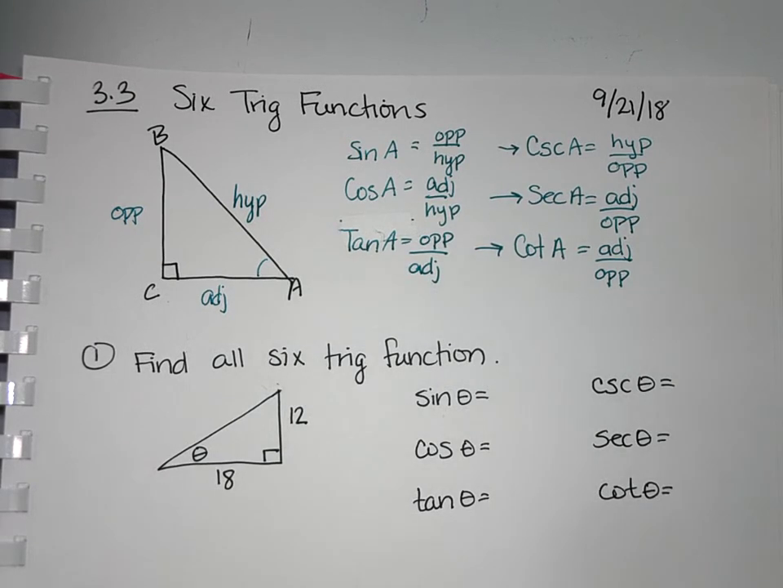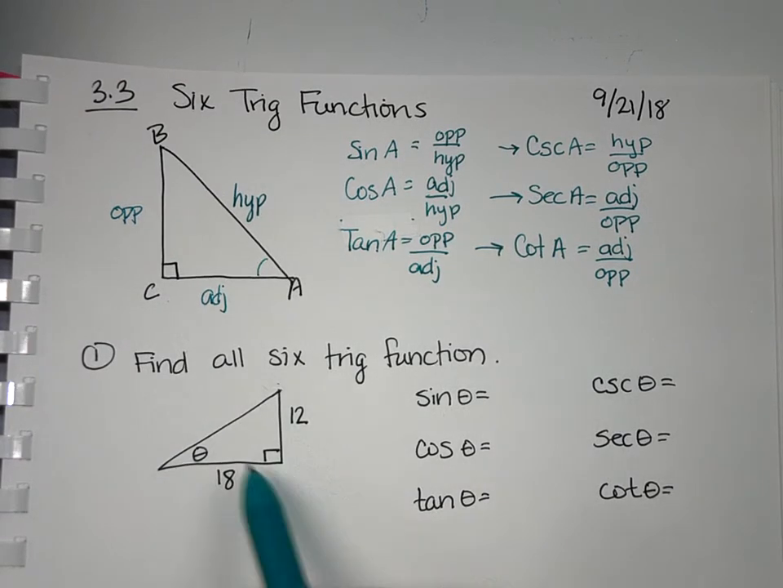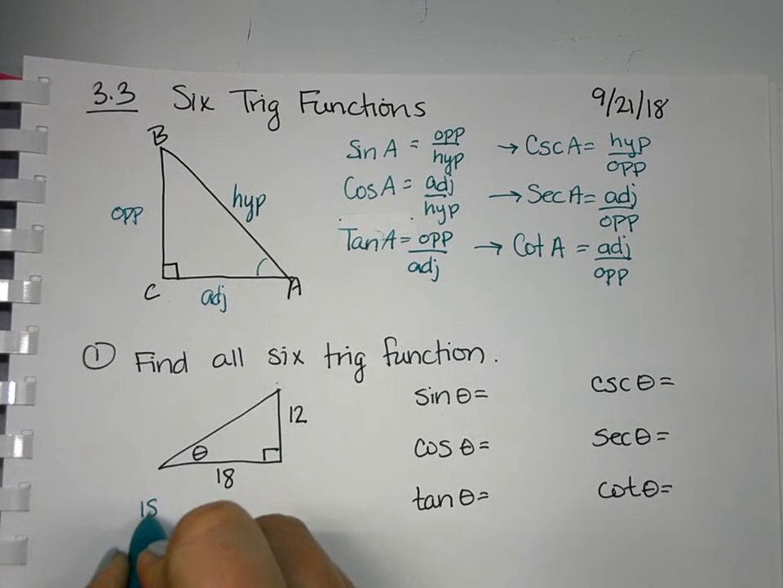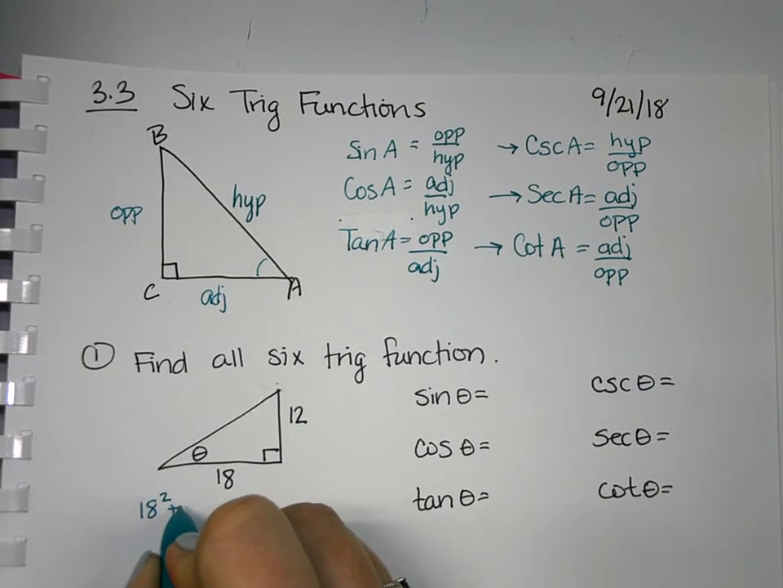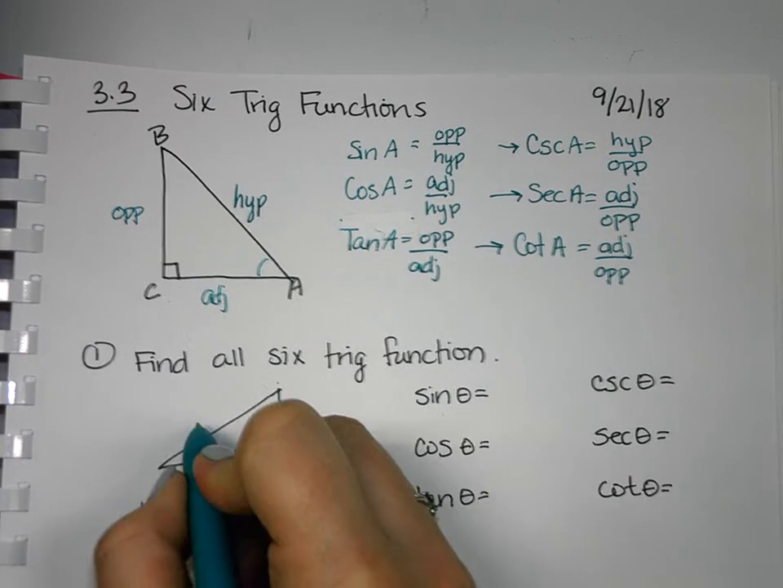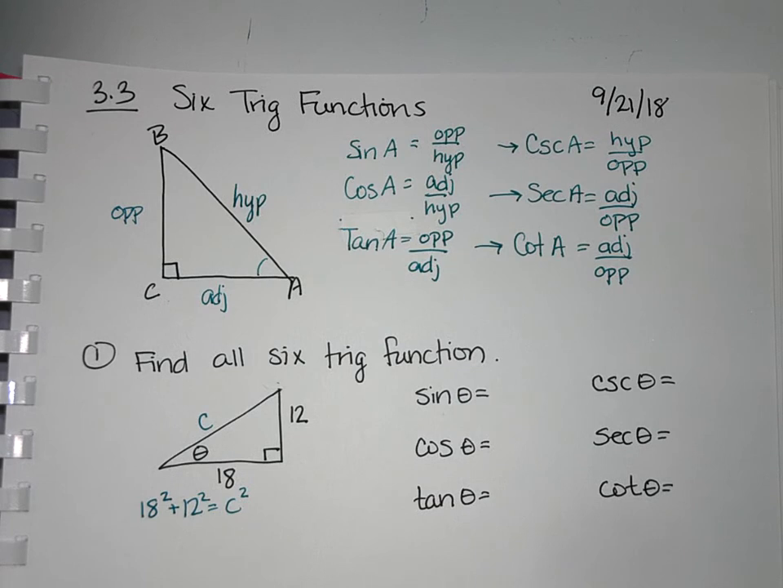So if this is what we're trying to find, we have to start by figuring out all the sides. So one of the things I noticed right away is I only know 2 side lengths, not 3. And so I need to somehow find that 3rd side length so that I can do my trig functions. So to find that 3rd side length, because I have a right triangle, we can use the Pythagorean theorem. So I know that a squared plus b squared will equal c squared, and c happens to be my hypotenuse.